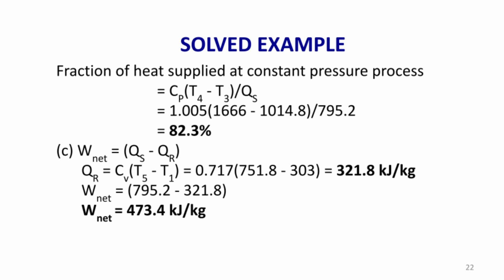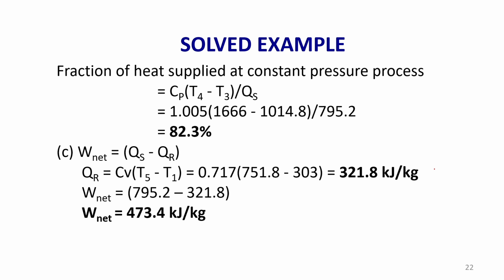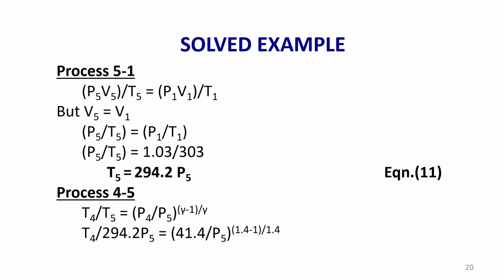For the process 5 to 1, you can see in the diagram, V5 is equal to V1. So, I am getting T5 in terms of P5. Similarly, take process 4 to 5, which is an isentropic process. So, I can use T4 by T5 equal to P4 by P5 whole power gamma minus 1.